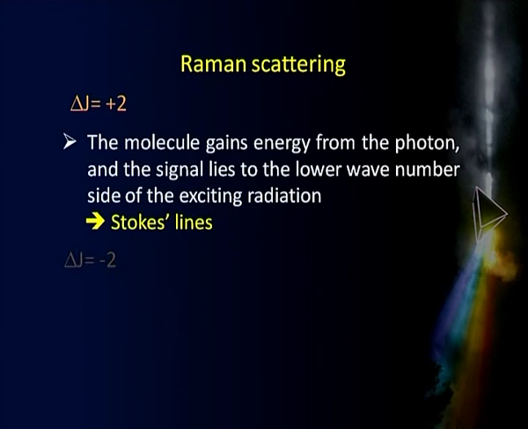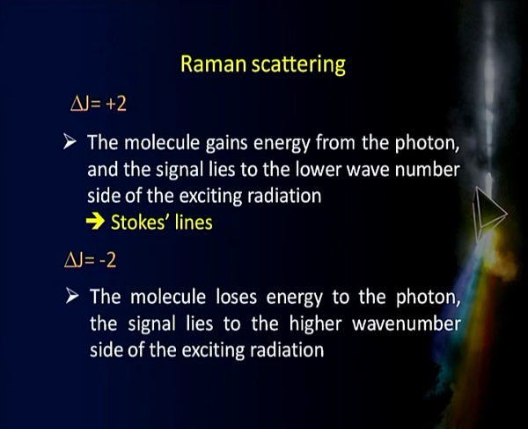On the other hand, when delta J is equal to minus 2, that means the molecule to begin with is at a higher energy level and is coming down to a lower energy level. That means the molecule loses energy to the photon, and the signal will lie on the higher wave number side of the exciting radiation. This will be my anti-Stokes lines there.